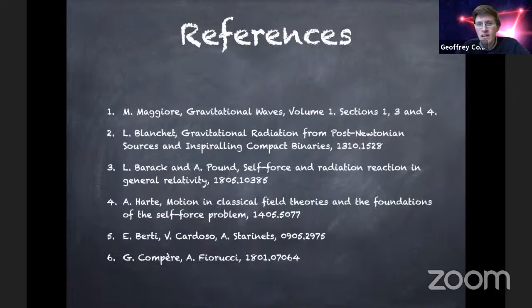So for the references of this class, mainly is the book of Maggiore that I strongly recommend on gravitational waves. There are 2 volumes. I will mostly use the first volume and these sections, 1, 3, and 4. There is an excellent review also of Luc Blanchet on gravitational radiation and post-Newtonian theory. For the black hole perturbation theory, there's a good review of Barack and Pound. For the Mathisson-Papapetrou-Dixon theory, Arthur has a very clear explanation as well. For the quasi-normal modes, the classic reference is Berti, Cardoso, and Starinets. And I will also use my own lectures that I did 3 years ago in the Solvay lectures.